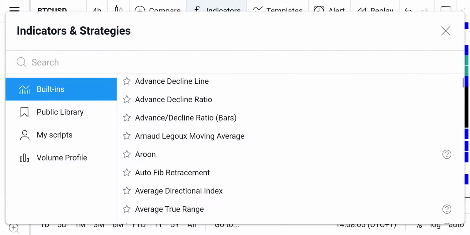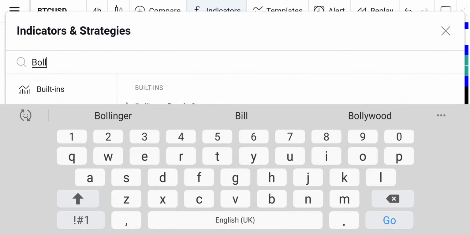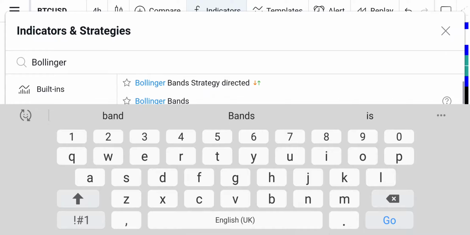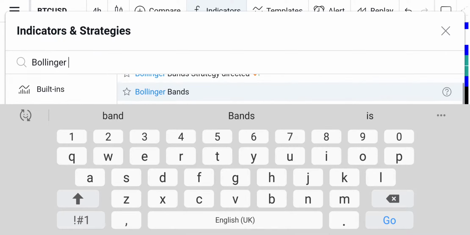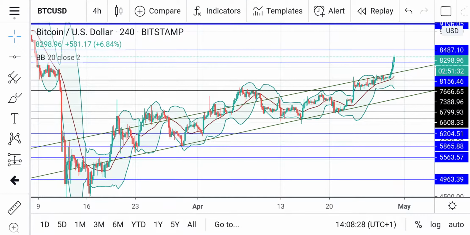What I want you to do is to search for Bollinger Band. This is it over here, Bollinger Bands. You click on it once to add it, and you go back.